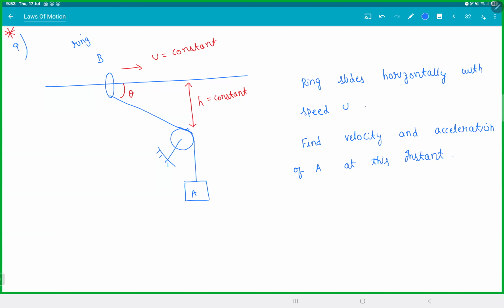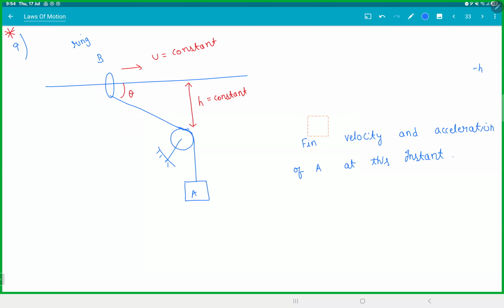Speed u sin cube theta by... you got something close. We'll have to check. Sin cube theta by h. Let's see. Listen.